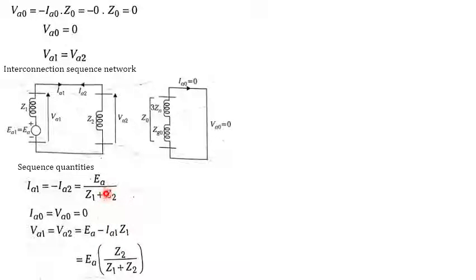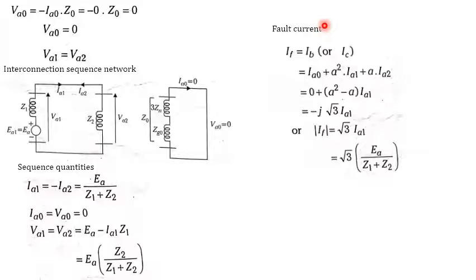We know that IA1 value is EA divided by Z1 plus Z2. After simplification, we will get A multiplied by Z2 divided by Z1 plus Z2. We are interested in knowing the value of the fault current. Consider the value of the fault current across B or across C.